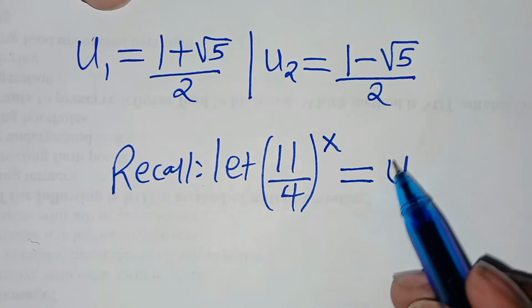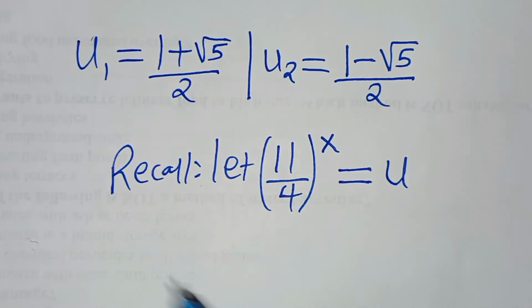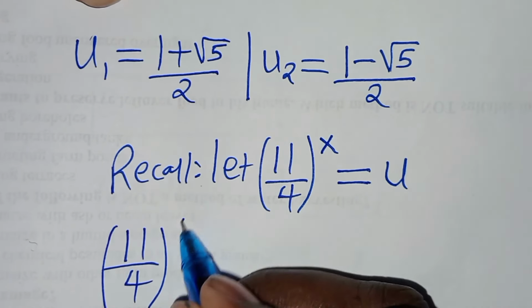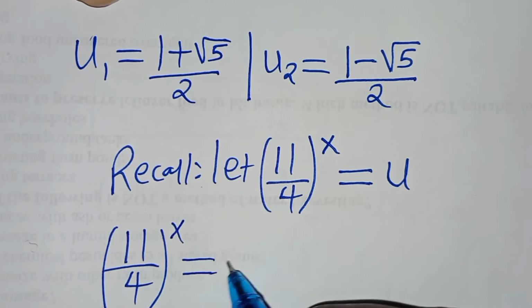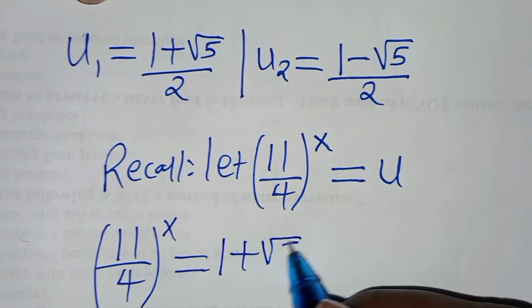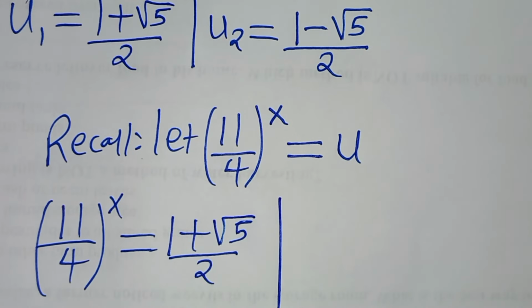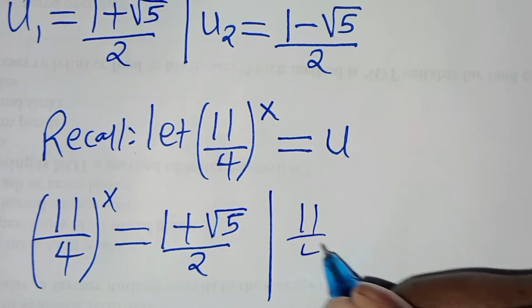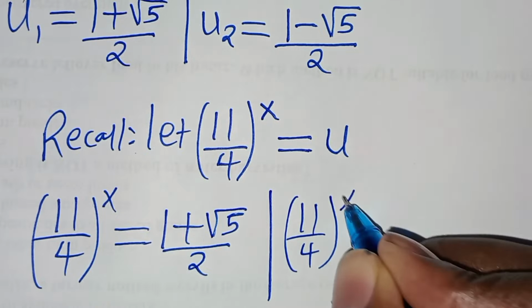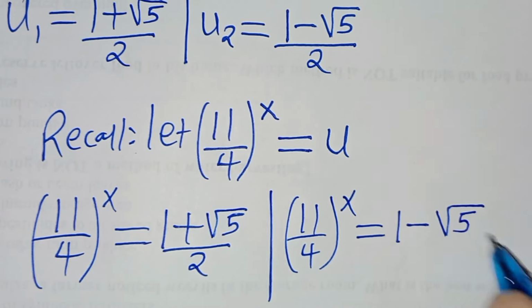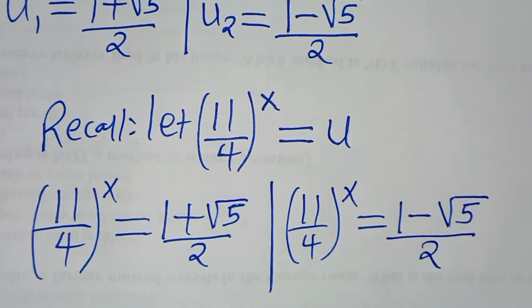Now substituting u with 11 over 4 raised to the power of x, here we have 11 over 4 raised to the power of x. This is equal to 1 plus square root of 5 divided by 2. And on the second part here, we have 11 over 4 raised to the power of x. This is equal to 1 minus square root of 5 divided by 2.